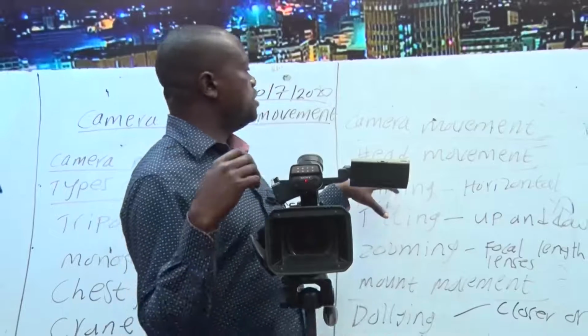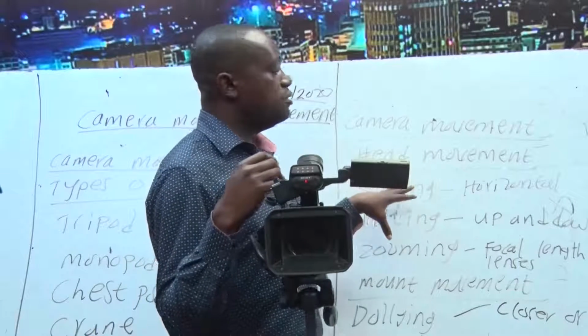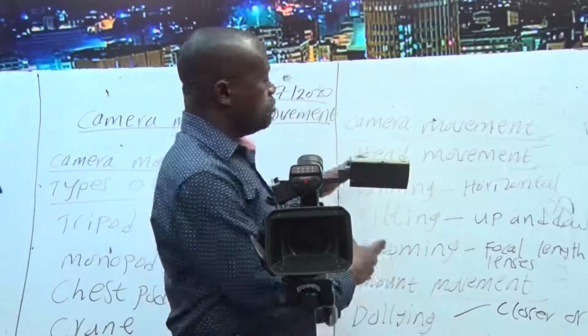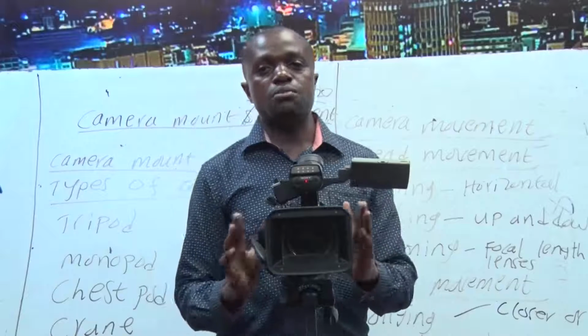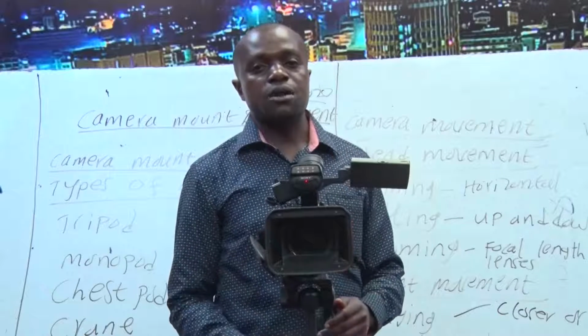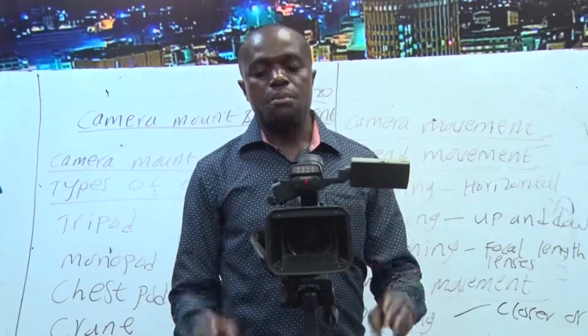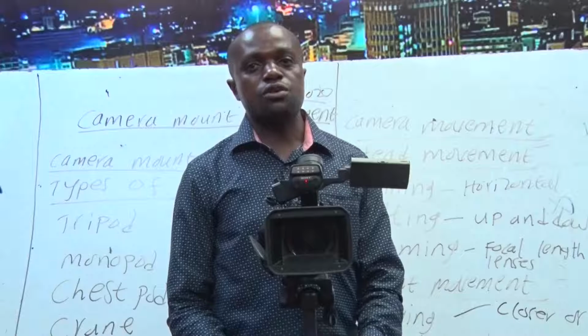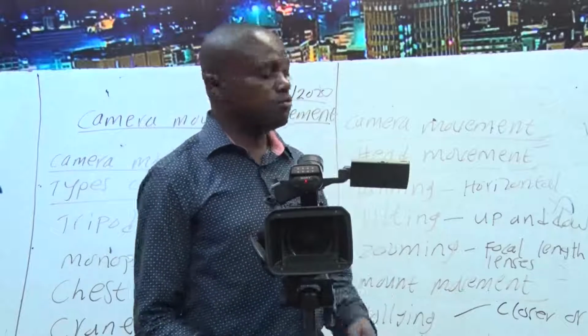So these are the three main types of camera head movement. And when you're talking about camera head movement, our camera is still static. We haven't moved the camera, we are still at the same place. Only you're moving the camera head, but it's still at the same position. That's why it is called camera head movement.